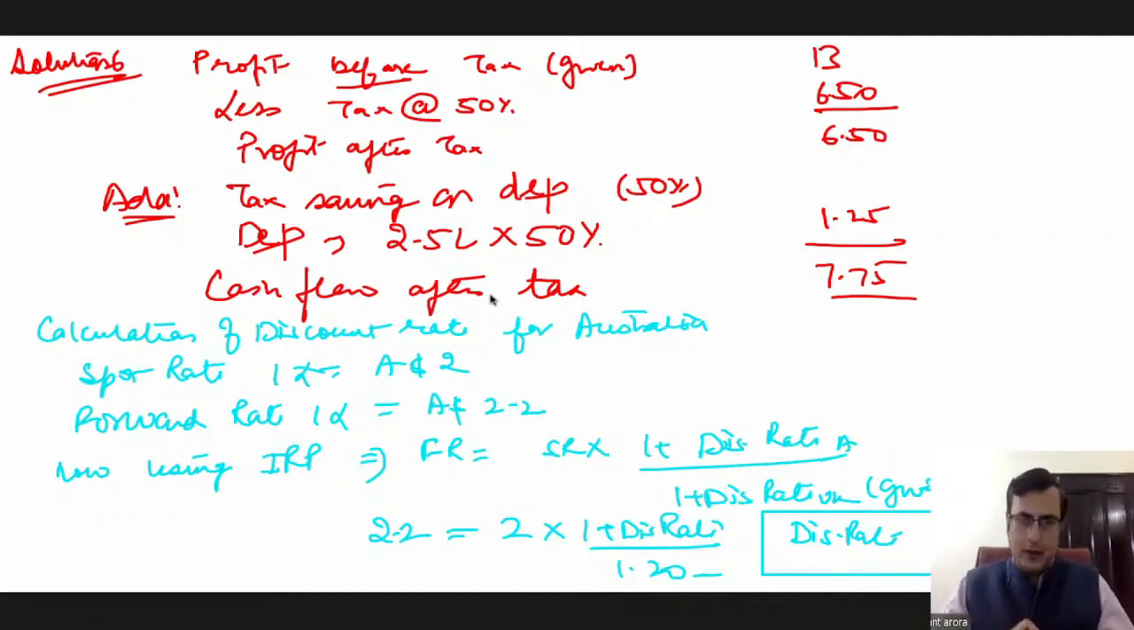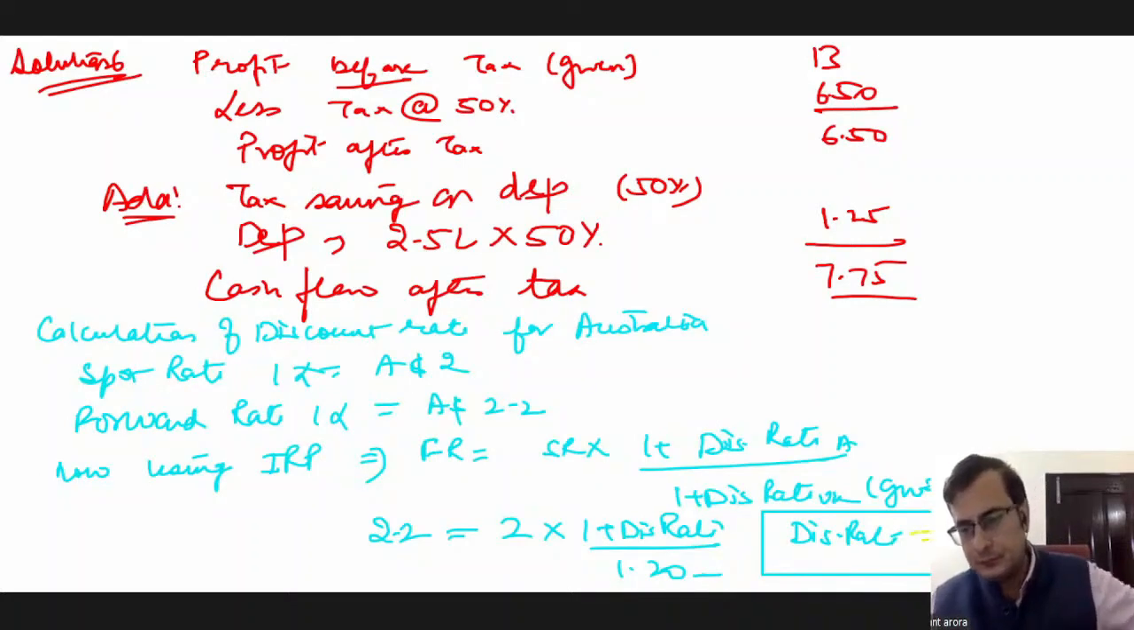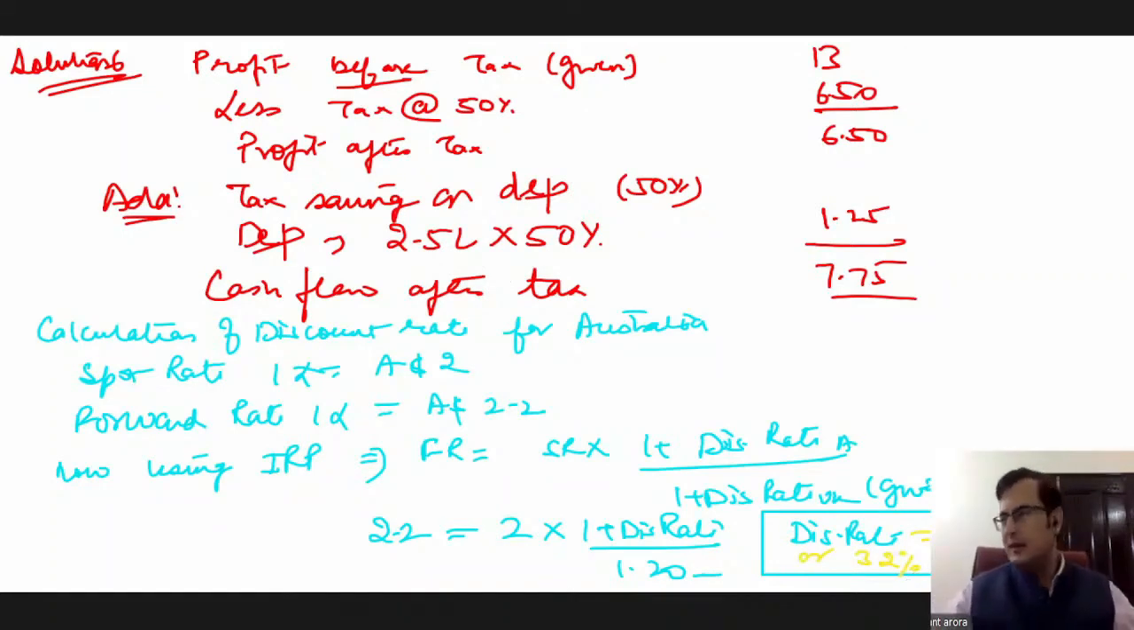So beta, 2.2, cross multiply, 1.2 divided by 2. Okay, so 1.32, or we can say 32%. Clear, guys? Very good, Naveen. Very good. Nice answers. Absolutely correct. So brilliant you guys are.